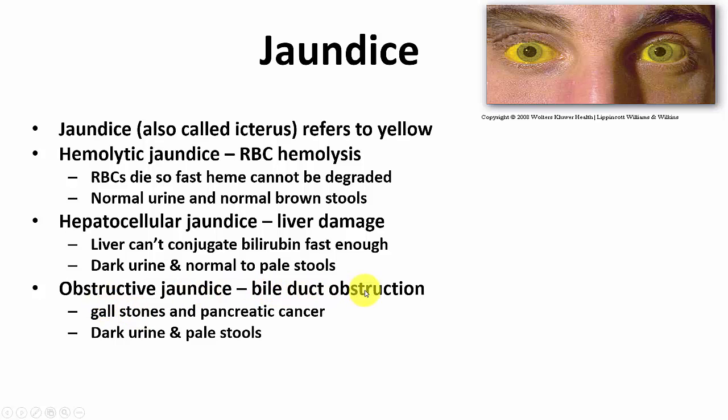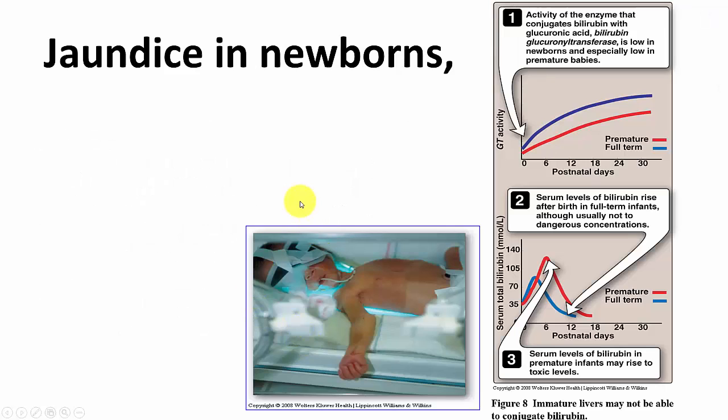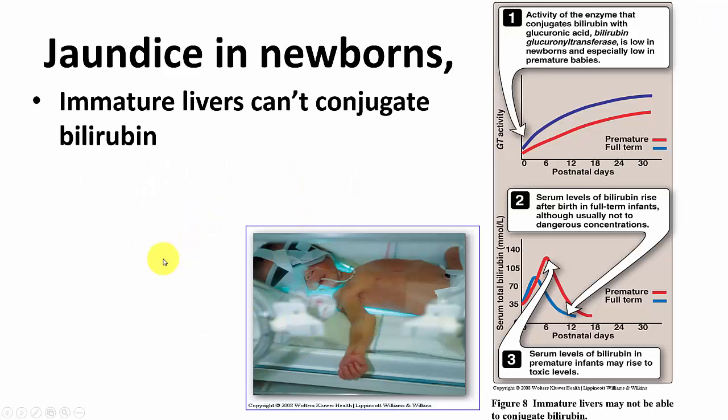Obstructive jaundice: bile duct obstruction, gallstones, and pancreatic cancer. Again, you get dark urine and you get pale stools, because if you have gallstones blocking your gallbladder, it doesn't let the bile flow into the intestine, so you don't get your bilirubin into the intestine for metabolizing it. Pancreatic cancer can also close down the bile duct, and so it doesn't come through.